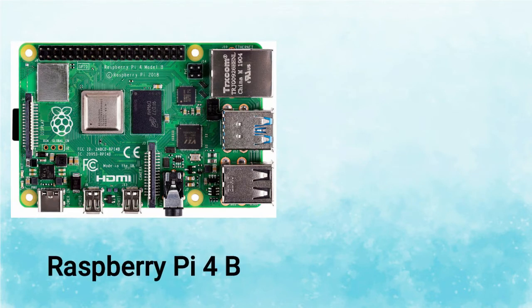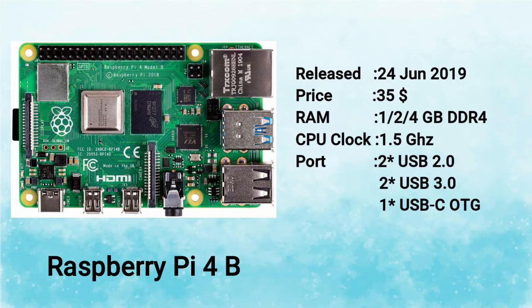Next version is Raspberry Pi 4B. It is the most popular version of Raspberry Pi. It was released on 24 June 2019. Its RAM is choosable, 1, 2 or 4 GB DDR4. It has 1.5 GHz clock speed. It has 2 USB 2.0, 2 USB 3.0 and 1 USB-C type OTG port.